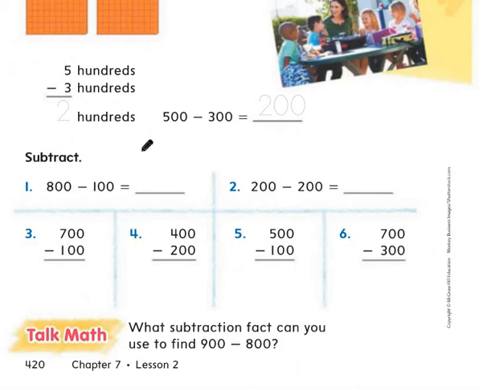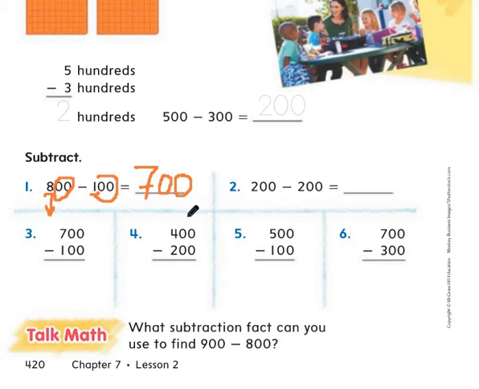Now let's solve question number 1. Subtract 800 minus 100. Now look at the basic fact, grade 2. This is the basic fact. 8, the hundreds digit, and the hundreds digit here is 1. So 8 minus 1 equals 7. Since we are talking about hundreds, and here we have 2 zeros, and here we have 2 zeros, so we will add these 2 zeros. So 800 minus 100 equals 700.